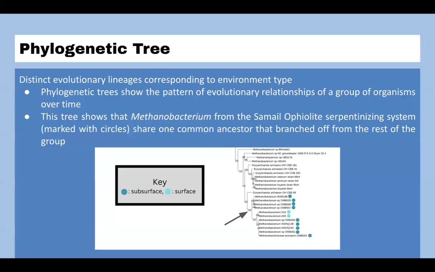This image is a subsection of our phylogenetic tree. These kinds of trees show the branching pattern of evolutionary relationships of a group of organisms over time. Here you can see that the Methanobacterium from the Samail ophiolite, those marked with circles, form one group with a single common ancestor, right here. Because they share one common ancestor, this group is likely to share a suite of unique genetic changes.